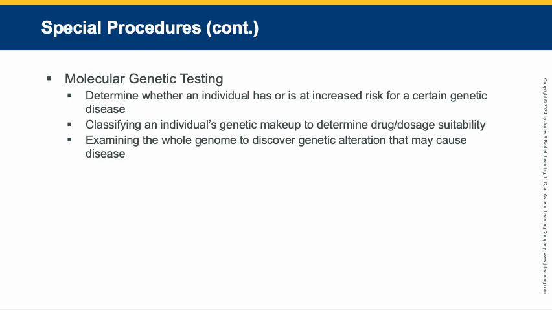Okay, why do we want to do that? Look at the second box there. Classifying an individual's genetic makeup can determine drug dosage suitability. This helps the doctors in order to treat the patients. If you look at the whole genome, you can also help find out diseases better than when you don't know anything about the patient.